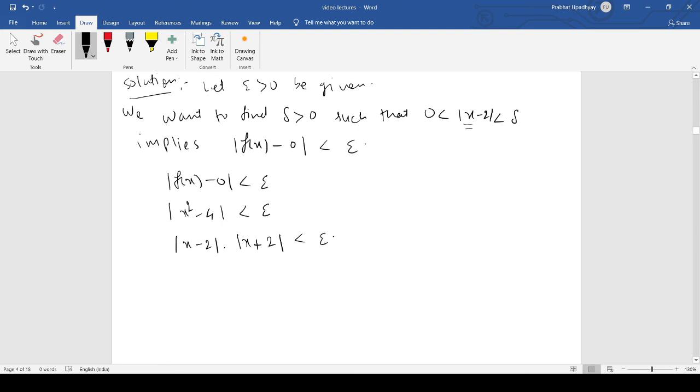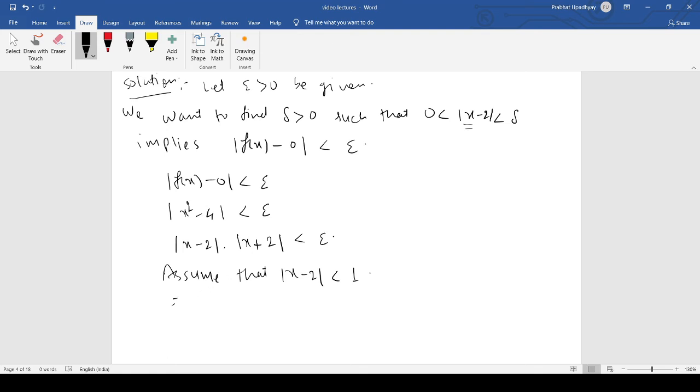What I'll do, I'll assume that my mod x minus 2 is less than 1. Okay. I have chosen a random number. 1 was the simplest one which I could choose. So I have assumed, suppose my mod x minus 2 is less than 1. Now assuming this condition, can I get some condition on mod x plus 2 so that I can get rid of mod x plus 2?